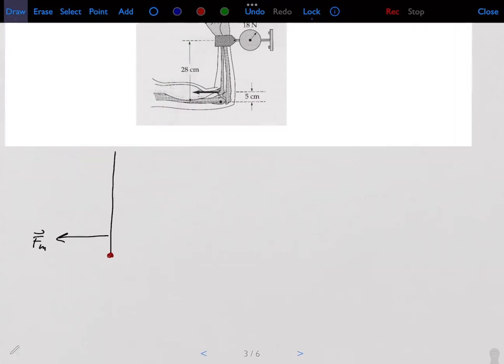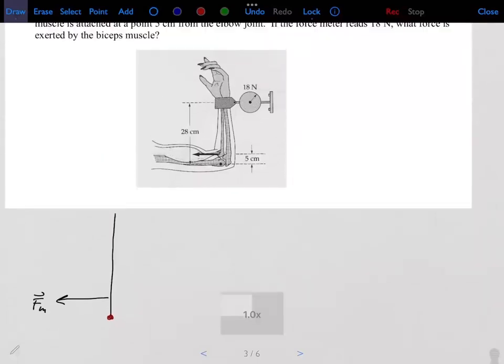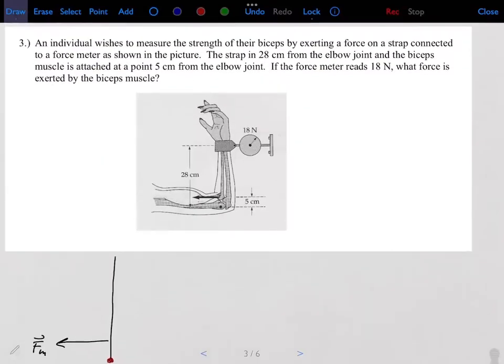And then that strap, and that force transducer there, the force meter, is really exerting a force to the right of 18 newtons. If you're pulling on it, remember, we're looking at the forces acting on the arm. So the force acting on the arm would be a force pulling to the right on the arm of 18 newtons.